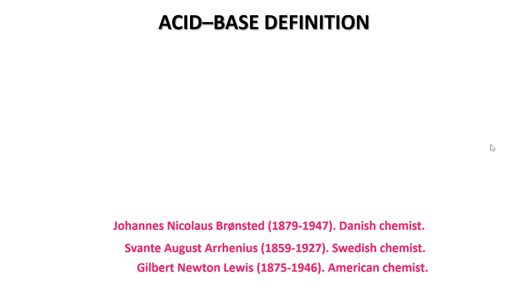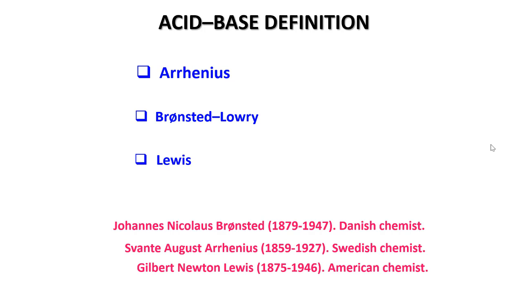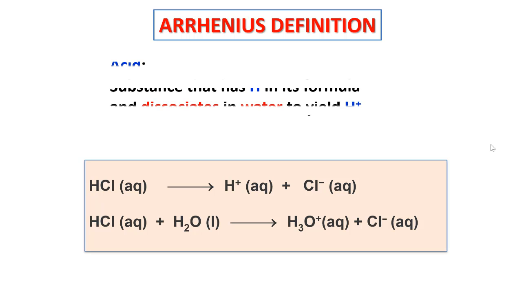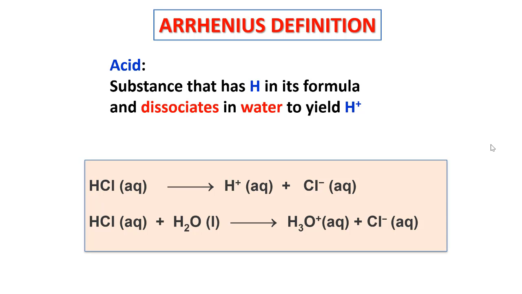Okay, so the first part is definition of acids and bases. There are three definitions of acid and bases. So you kena menguasai, kena faham definition from Arrhenius, Brønsted-Lowry and Lewis definition. Okay, Arrhenius definition. Arrhenius defined acid as a substance that has hydrogen in its formula and dissociates in water to yield hydrogen ion. So, mengikut Arrhenius, acid adalah apa-apa bahan yang mengandungi hidrogen dalam chemical formulanya.